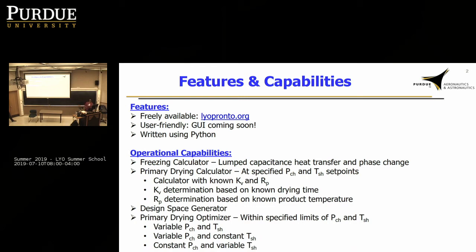And then there's a design space generator. So in general, when you're designing a primary drying cycle, you have something called the design space generator, where you have the constraints of your process and your product, and a range of shelf temperatures and chamber pressures that are specified, and this is able to generate that design space so you can see what your optimal conditions to operate at are. And lastly, we have something called the optimizer.